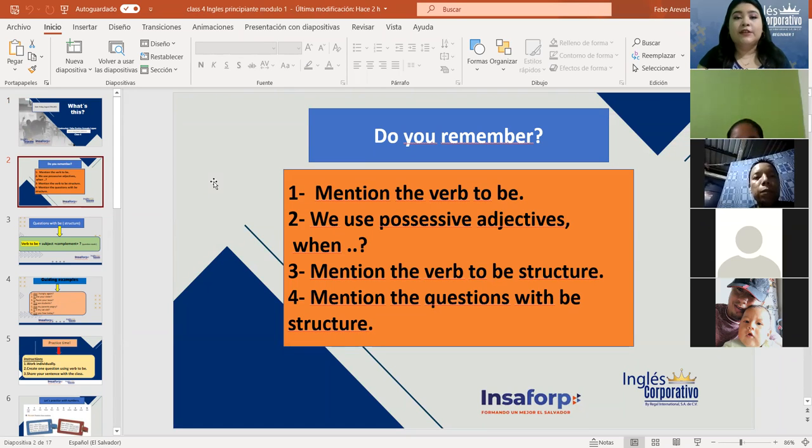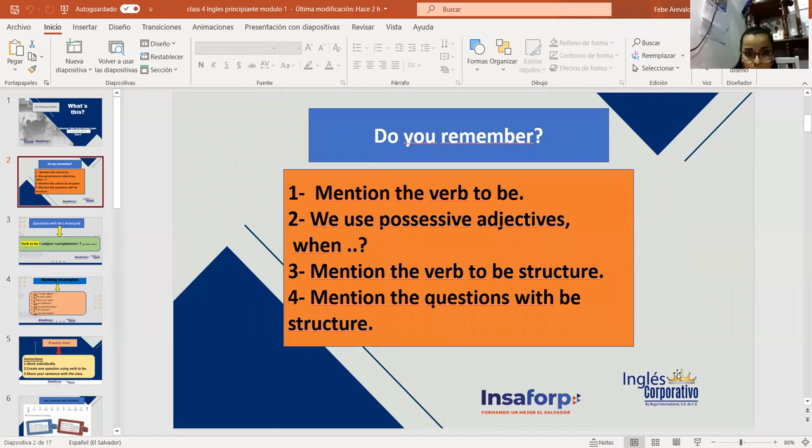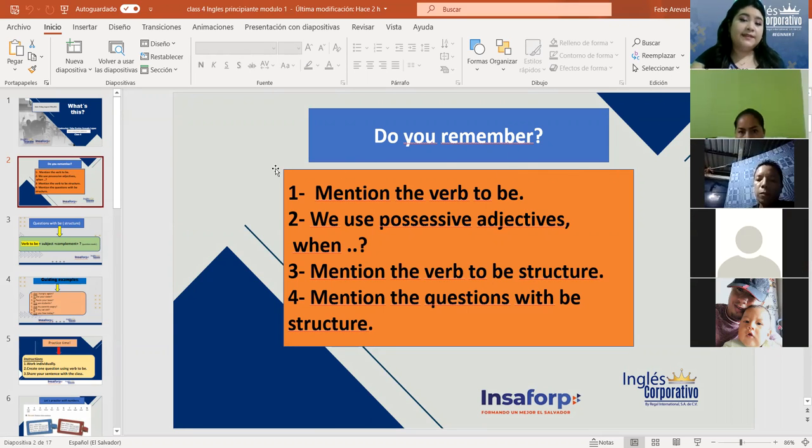Now, as in every class, we're going to have a special part called, do you remember? Or do you recall? We have the following questions. Number one, mention the verb to be. If you remember, everyone, in verb to be, we have 3 verbs. Let's see. I'm going to have William mention the verb to be, please. I am. Am. You're. She's. It.